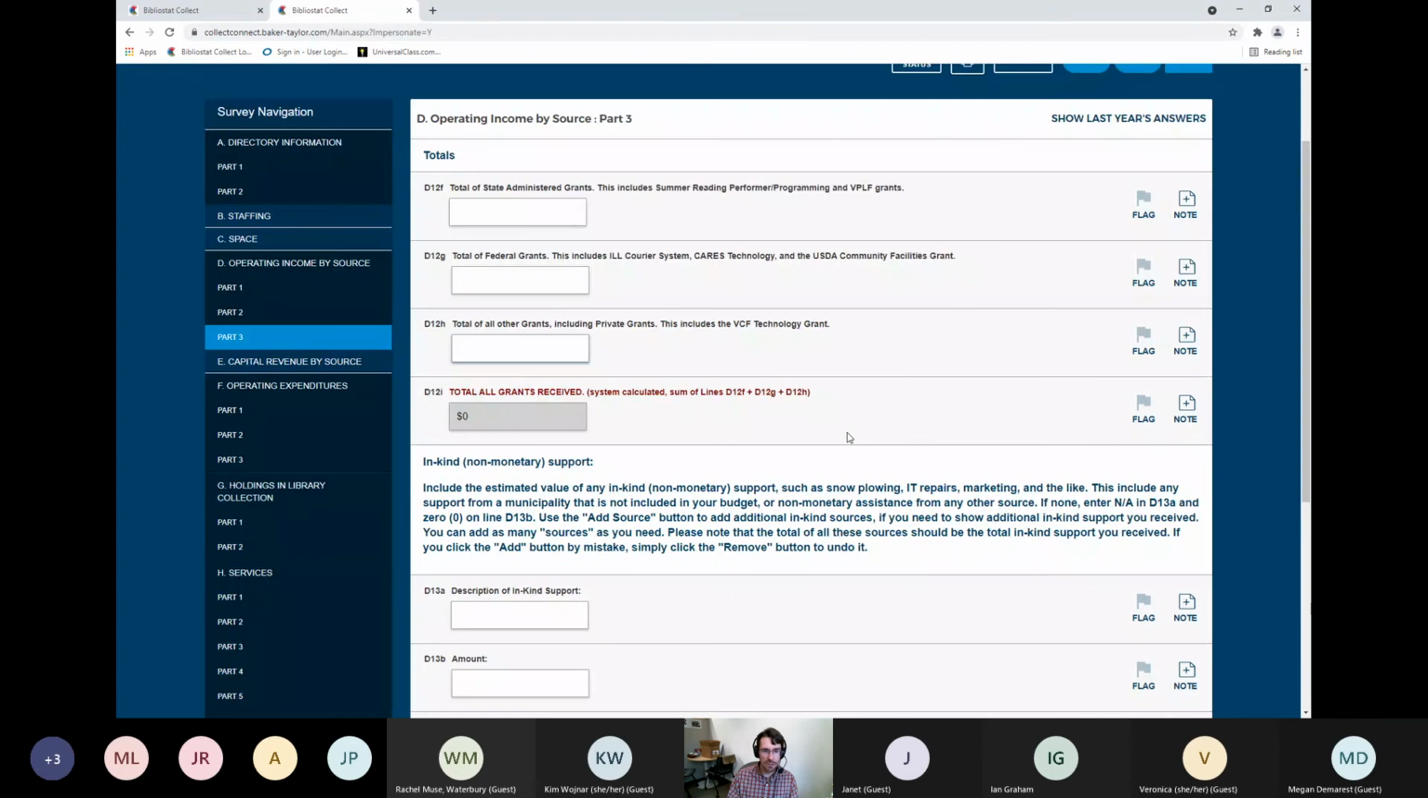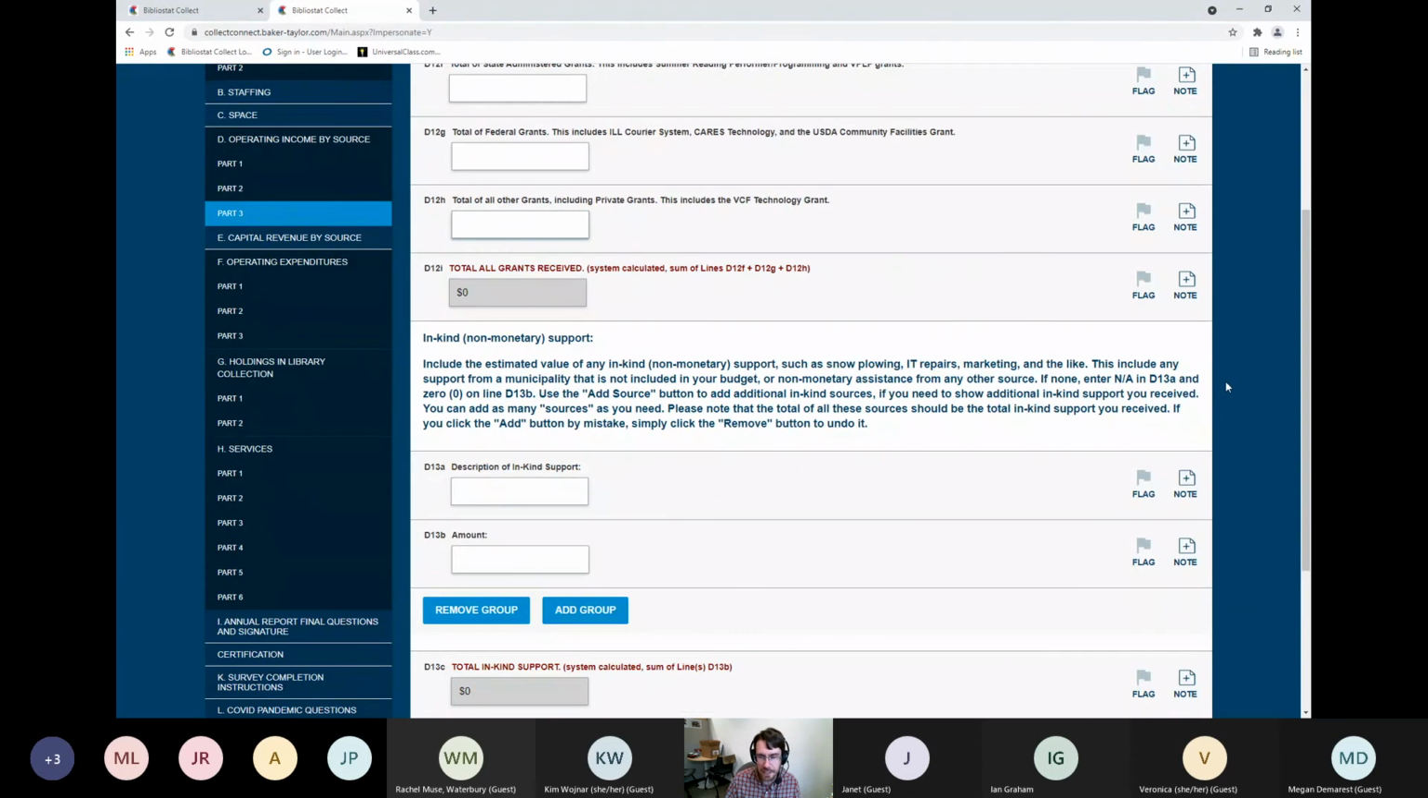Next, and the last piece of operating income is in-kind support. This is something that we try to capture, which is if somebody does something for you you would normally be charged, but they're doing it for free, you want to put this under in-kind support. Every different kind of in-kind support, we want to put in here.